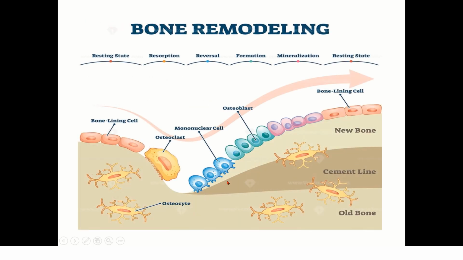So bone remodeling, you can see the bone lining cells. So resting state. Here you can see the resorption, osteoclast is removing the bone. Then reversal. Then you can see here osteoblast forming the bone. Then mineralization. Then again resting stage.